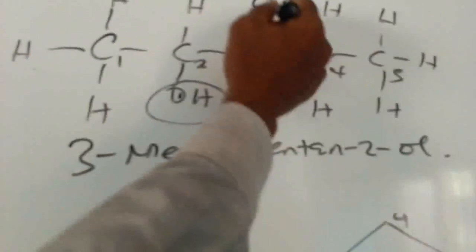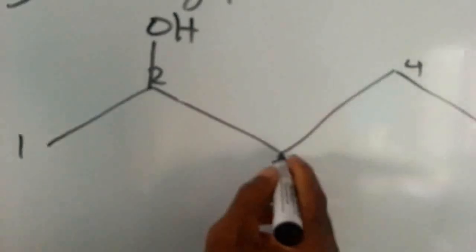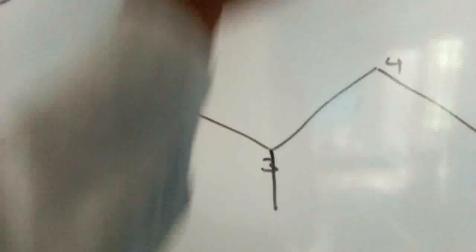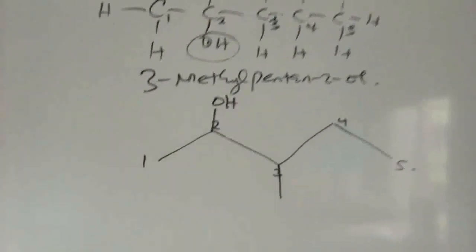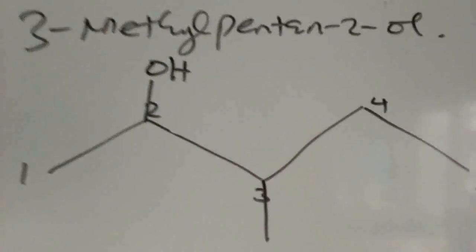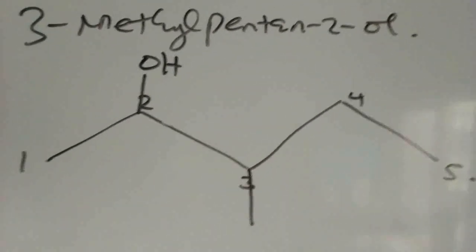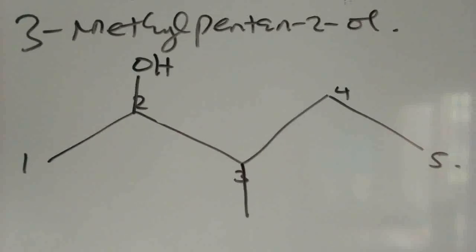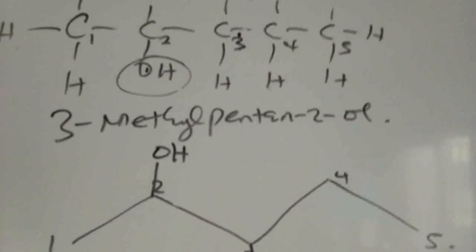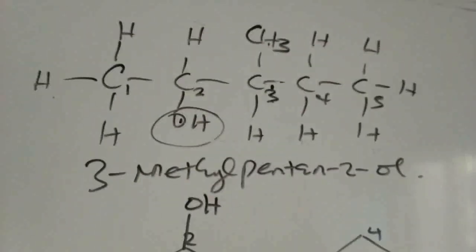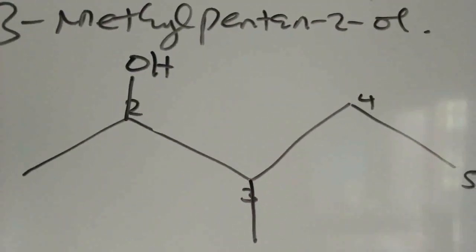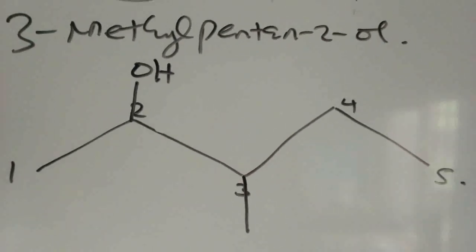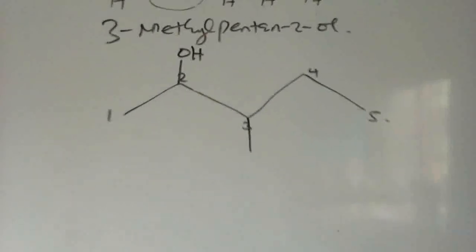The alkyl group is on number 3. We don't put CH3 there, because the alkyl group of carbon and hydrogen, we don't represent it. Just the line represents the alkyl, the methyl group. So the compound you have there is 3-methyl-pentan-2-ol. So you see how this is done.